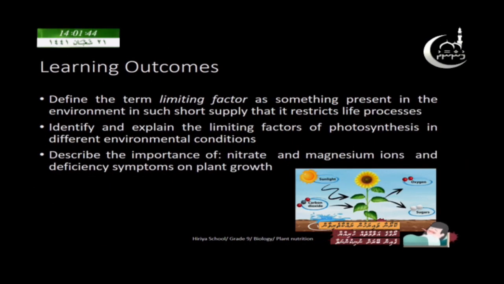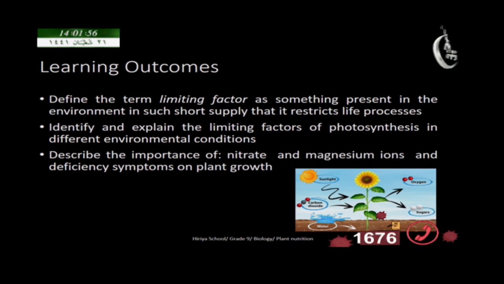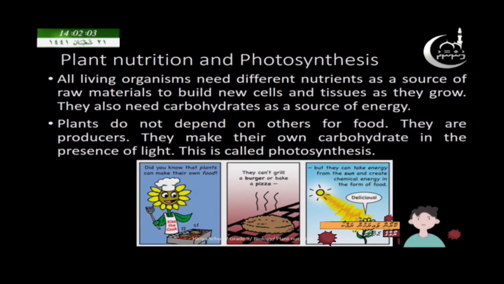Define the term limiting factor as something present in environment in such a short supply that it restricts the life processes. Identify and explain the limiting factors of photosynthesis in different environmental conditions. Describe the importance of nitrates and magnesiums and deficiency symptoms on plant growth.